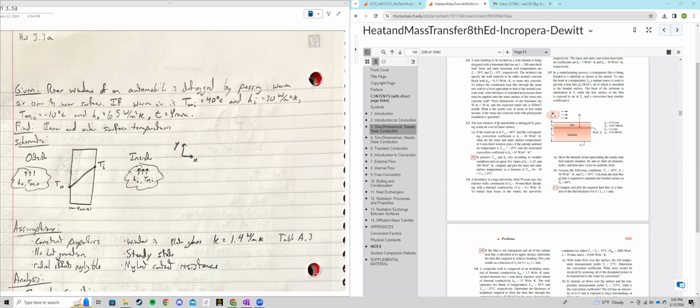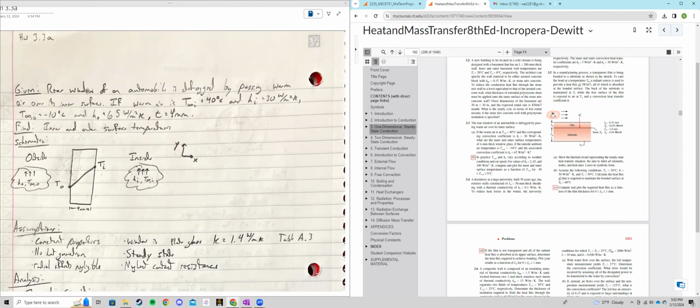So it reads, the rear window of an automobile is defogged by passing warm air over its inner surface. So specifically, we will be working on part A, which says if the warm air is at T infinity, i equals 40 degrees Celsius, and the corresponding convection coefficient is h equals around 30 watts per meter squared Kelvin, what are the inner and outer surface temperatures of 4 millimeter thick window glass, as well as it gives us the outside ambient temperature being negative 10 degrees Celsius and a convection coefficient of 65 watts per meter squared Kelvin.